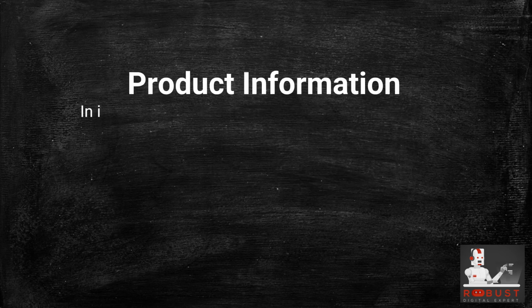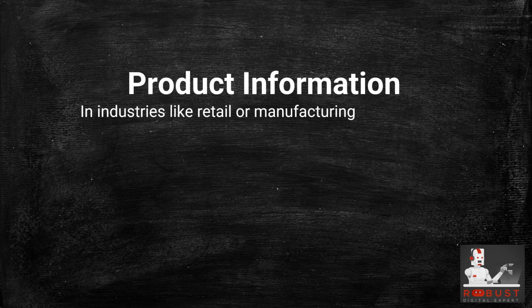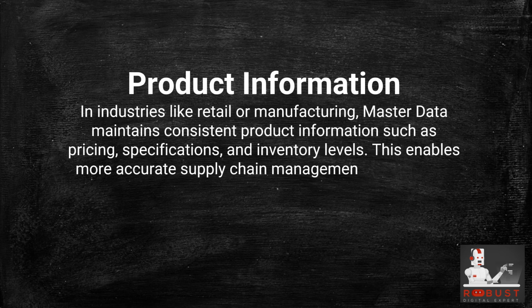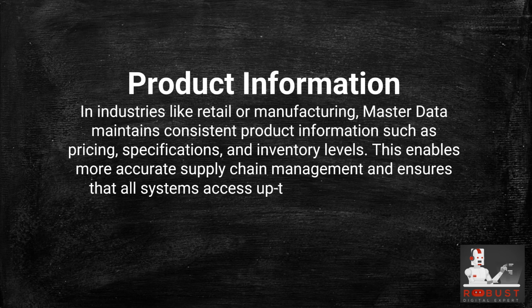Product information. In industries like retail or manufacturing, master data maintains consistent product information such as pricing, specifications, and inventory levels. This enables more accurate supply chain management and ensures that all systems access up-to-date product details.